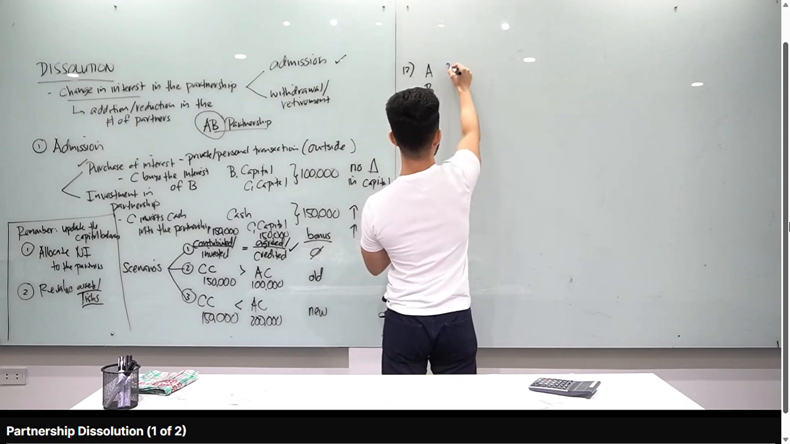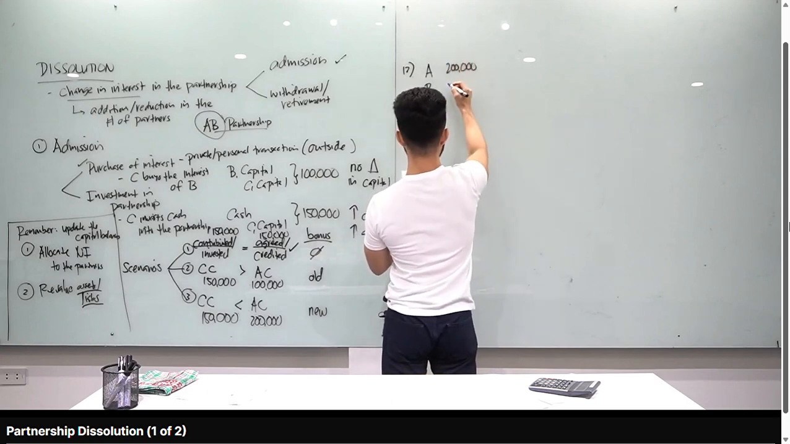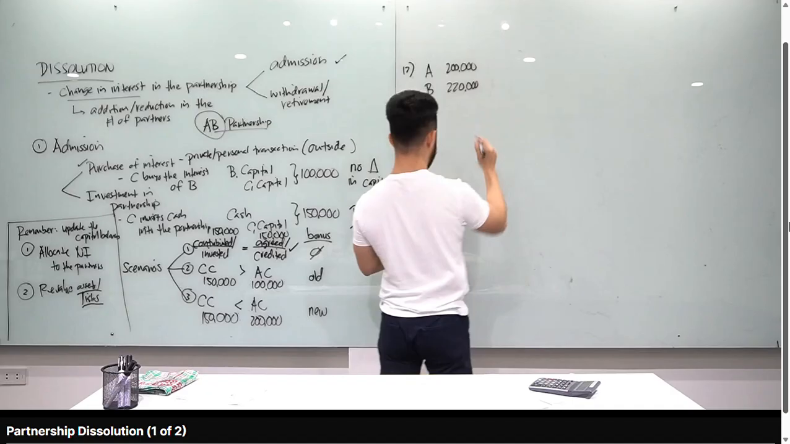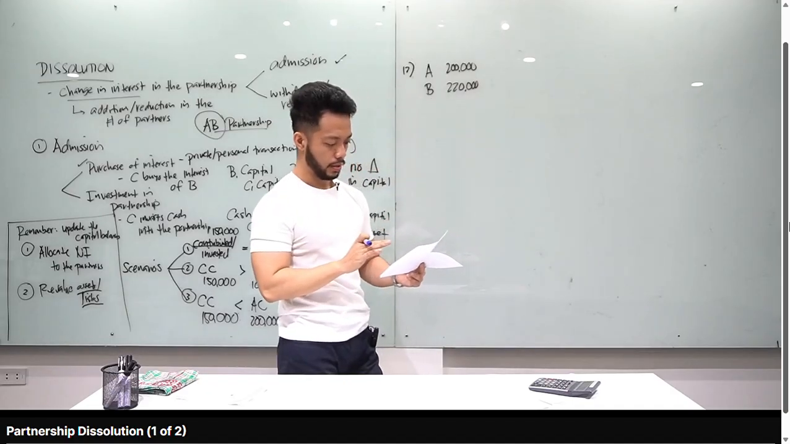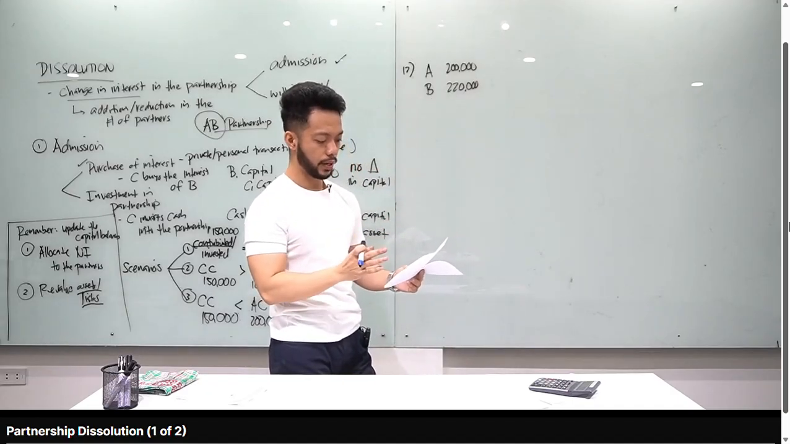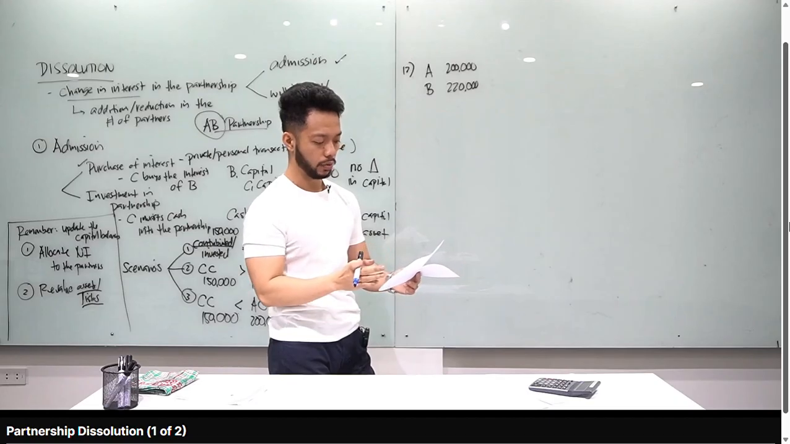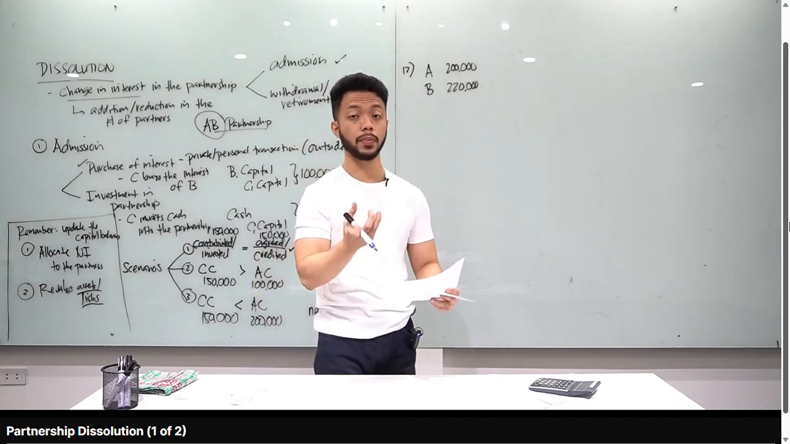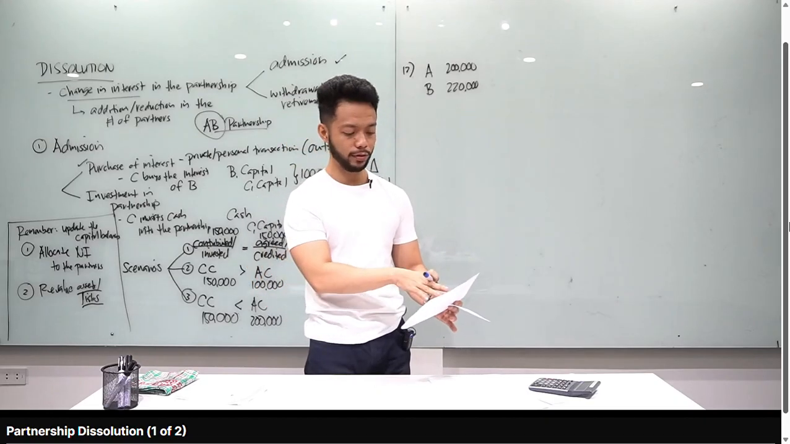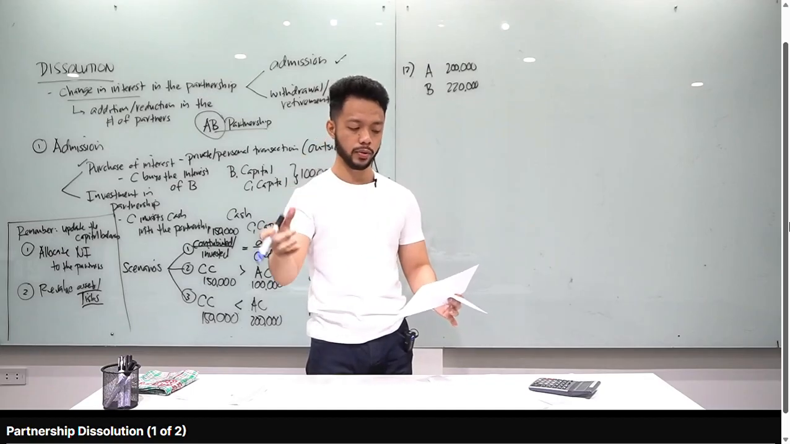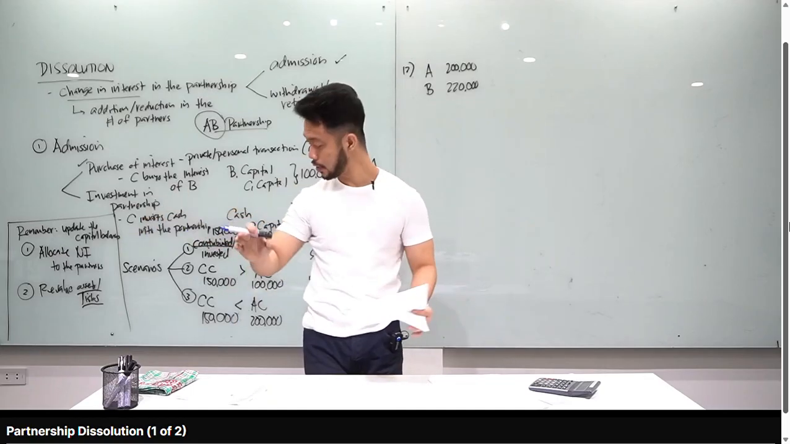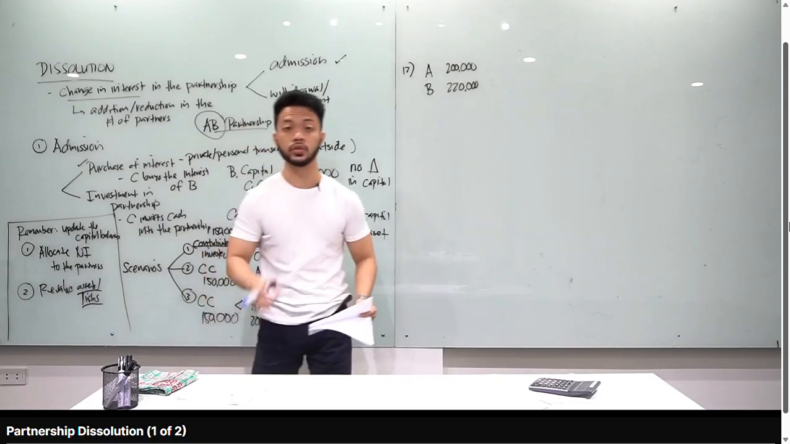So si A meron siyang 200,000, tama? Si B meron siyang 220,000. Okay? Now, wala naman sinabi dito class na i-revalue, wala naman sinabing difference ng fair market value and book value sa assets and liabilities of the partnership. Okay? Partnership, hindi relevant sa atin yung cost ng machinery ni C. Ang nire-value dito is assets and liabilities of the partnership.